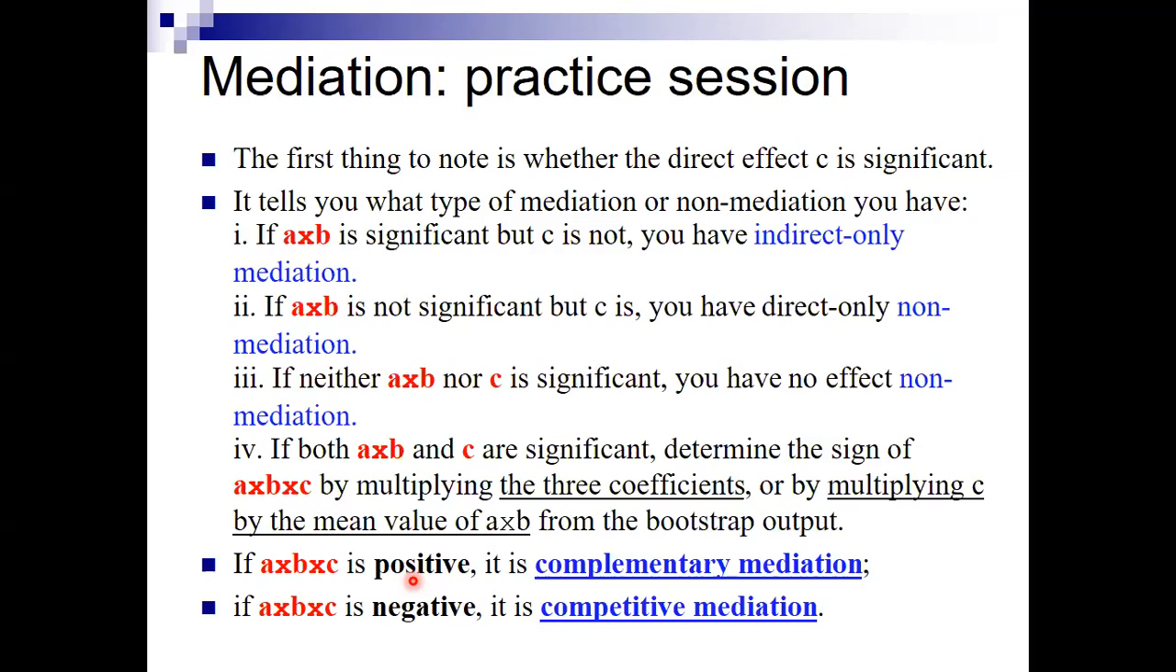But now here, very important: if both A times B and C are significant, determine the sign, not the significance, of the product of A, B, and C, by multiplying the three coefficients or by using the mean value of A and B from the bootstrap output. You'll be doing bootstrapping on the computer. If A times B times C is positive, you have complementary mediation. If it is negative, you have competitive mediation.